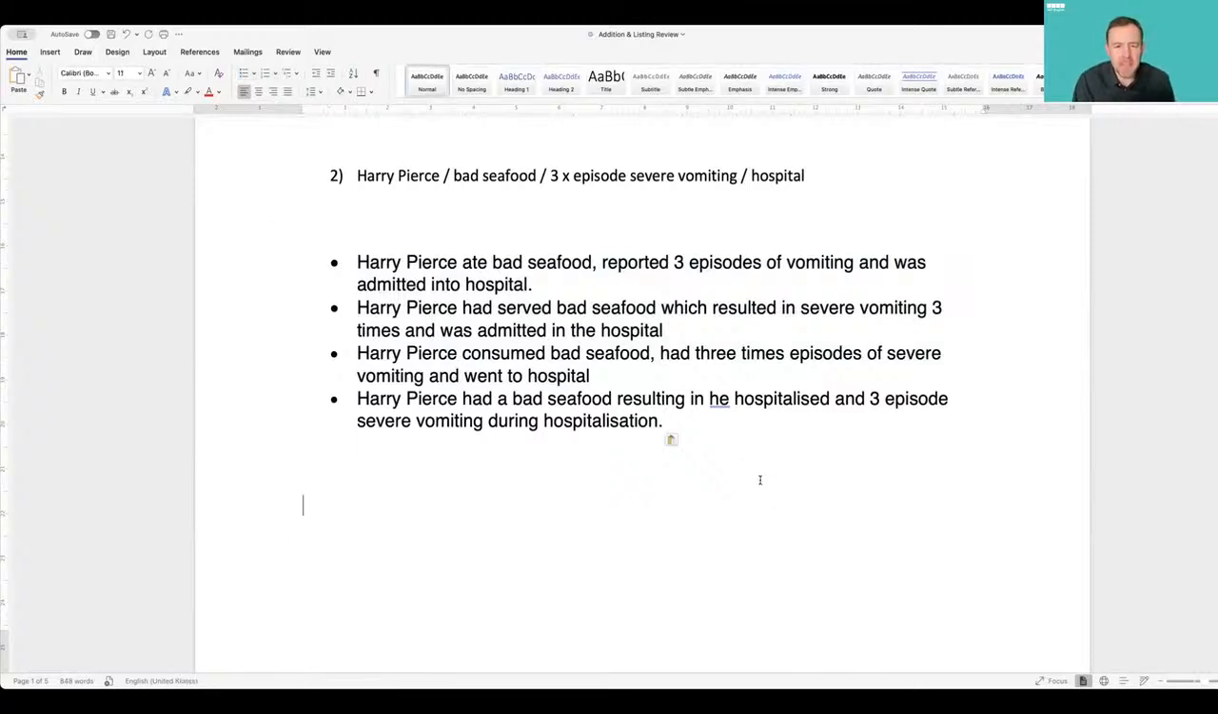Harry Pierce ate bad seafood, reported 3 episodes of vomiting, and was admitted into hospital. Perfect. Okay, so what's happened here? We've chosen 3 verbs that are good verbs. I'm happy with those. They're all appropriate. Secondly, what has the writer done that was good? They've converted the last one into the passive, haven't they? Now you don't really need to say into, you can just say to, but into's fine as well.